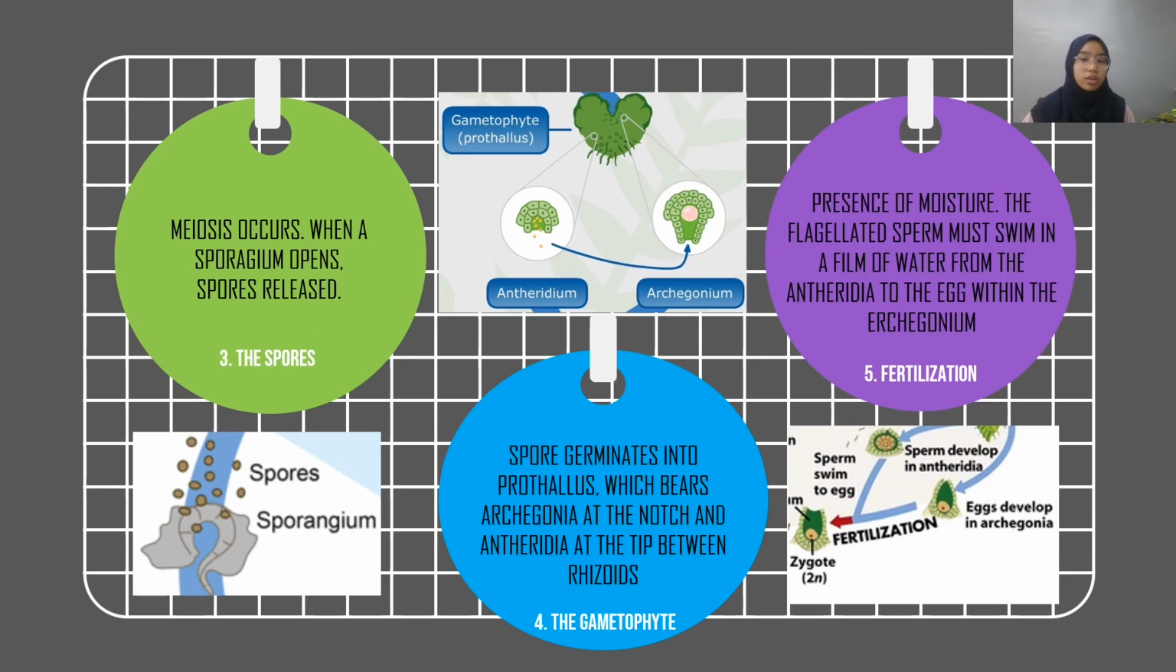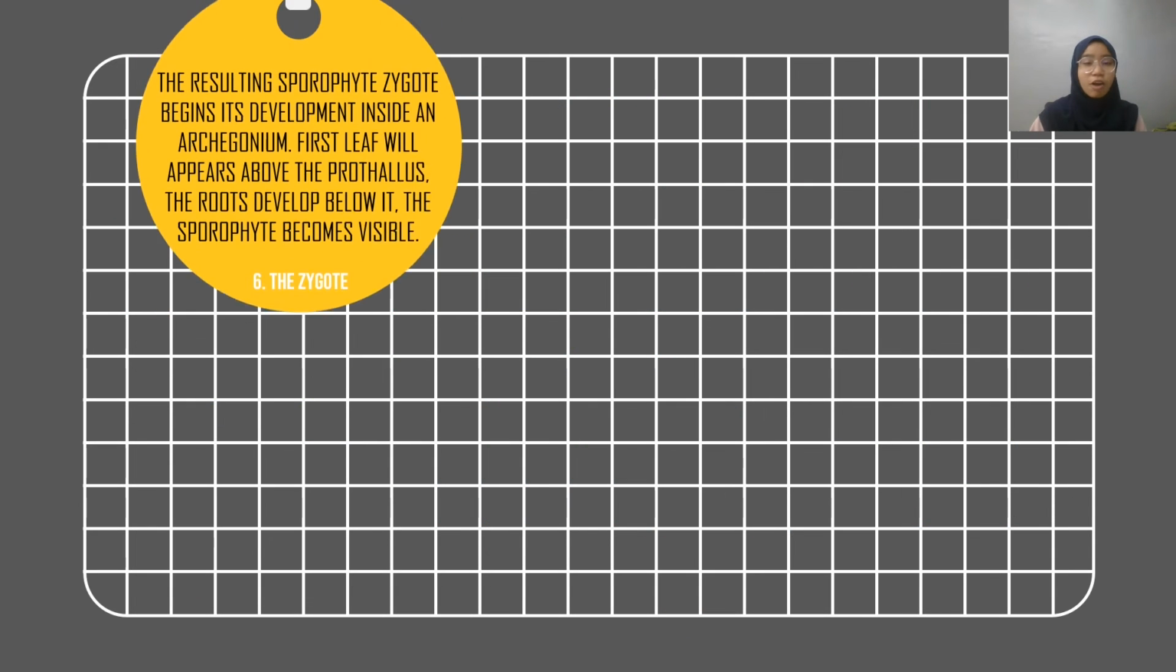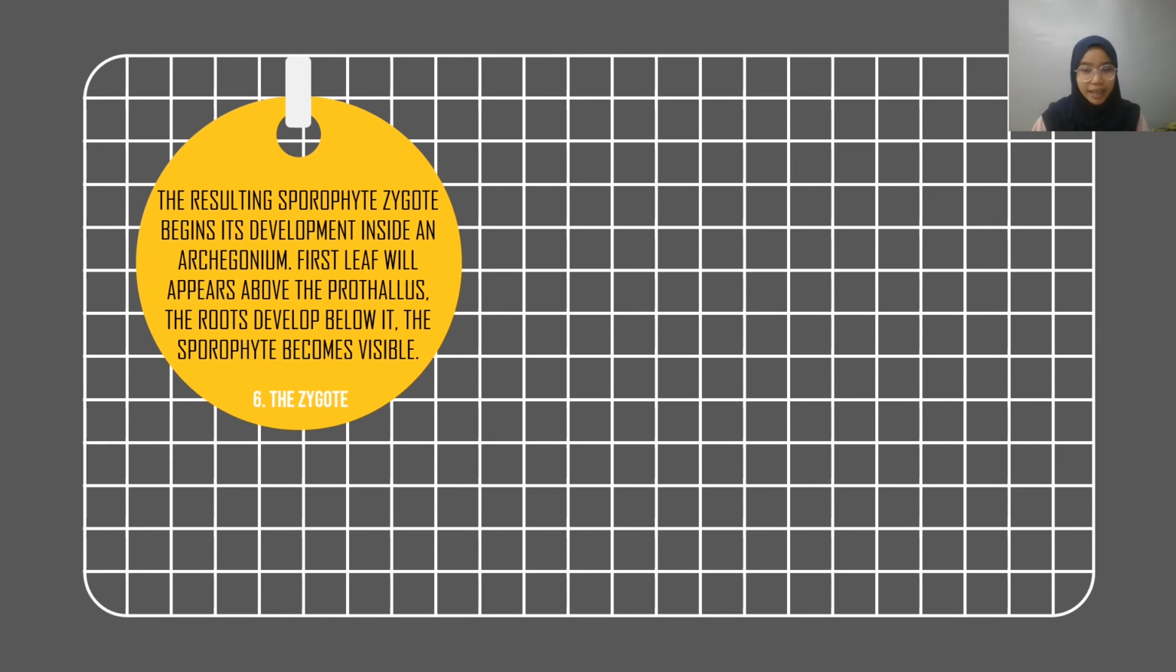After that, the process of fertilization. Fertilization only occurs when there is the presence of moisture. So, how does it happen? The flagellated sperm must swim in a film of water from the antheridia to the egg within the archegonium. Because of the fertilization process, a zygote will be produced. Therefore, we call the sixth process of the fern's life cycle the zygote.